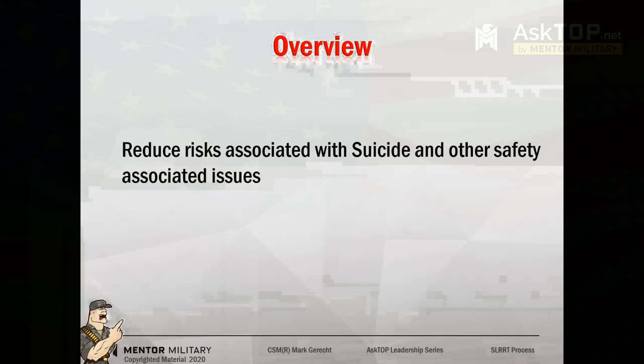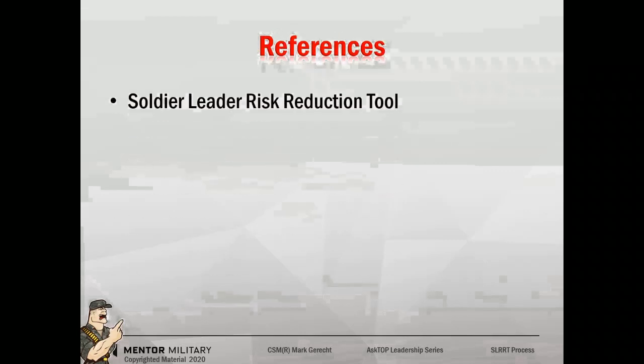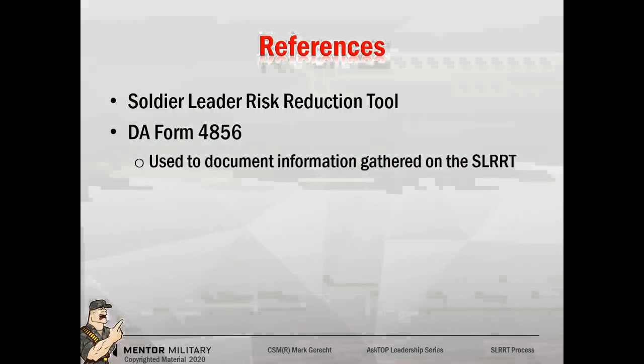Reducing the risk associated with suicide and other associated issues. That's what we're going to get after. Our references for today are the Soldier Leader Risk Reduction Tool, which again will be a link in the description below. The DA Form 4856, you will document the information that you find out through using the Risk Reduction Tool, because that information cannot be placed on the tool itself for Privacy Act reasons. AR 385-10.